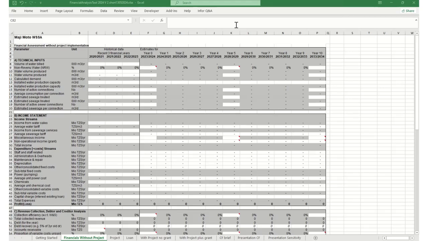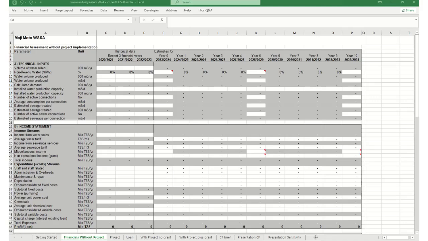On top, we can see the respective financial years. These appear once we have entered the current financial year in the first sheet. As you can see, we can fill in data in our white cells. Let's have a look at them. Now, I am entering Majimoto's historical technical data from the last 3 years. I encourage you to do the same with your own data, or to use the Majimoto case for practice. Please note, if your utility does not have a sewer, you can leave the sewer-related cells blank.